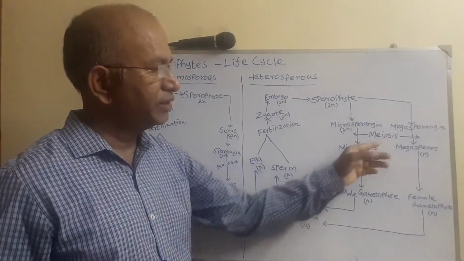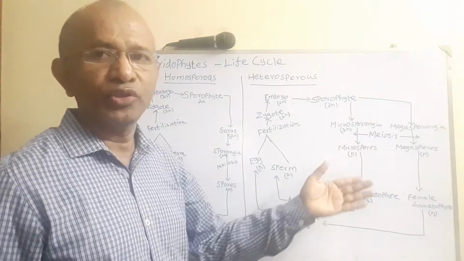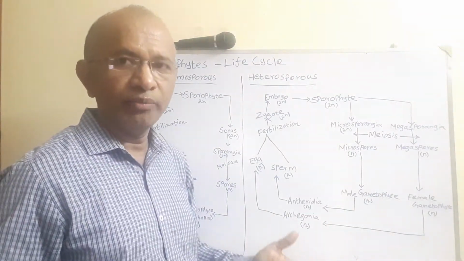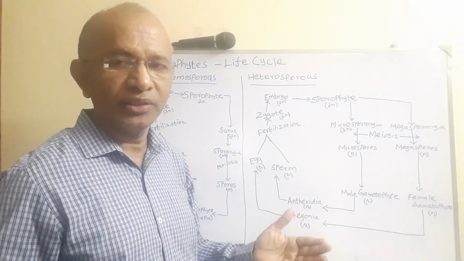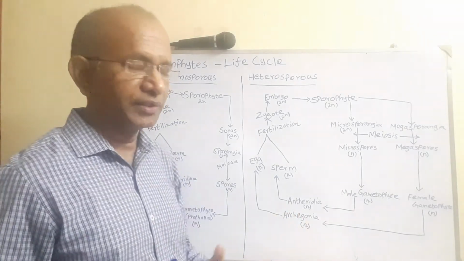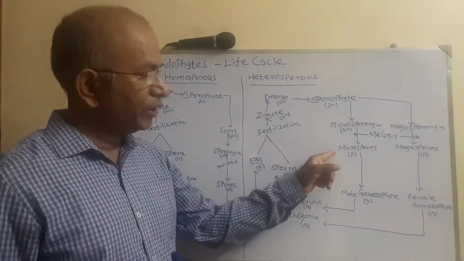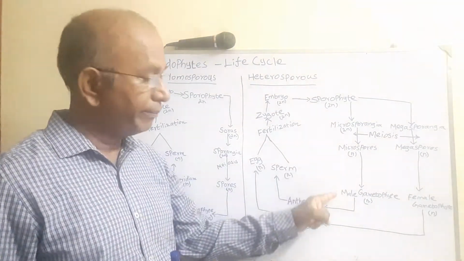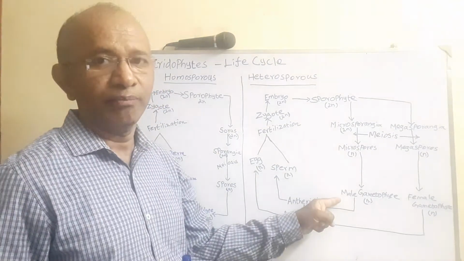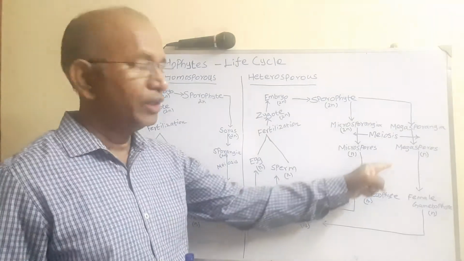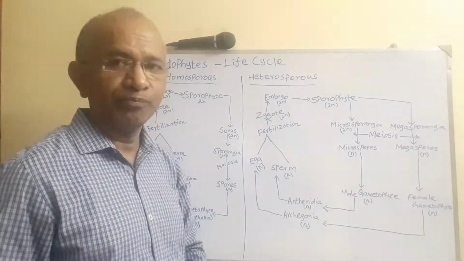So due to meiosis, now the spores are both going to be haploid. Either microspores or megaspores, both are haploid because both are formed after the reduction division, that is meiosis. But now here you have to understand the microspores produce the male gametophyte, and the megaspores produce the female gametophyte.